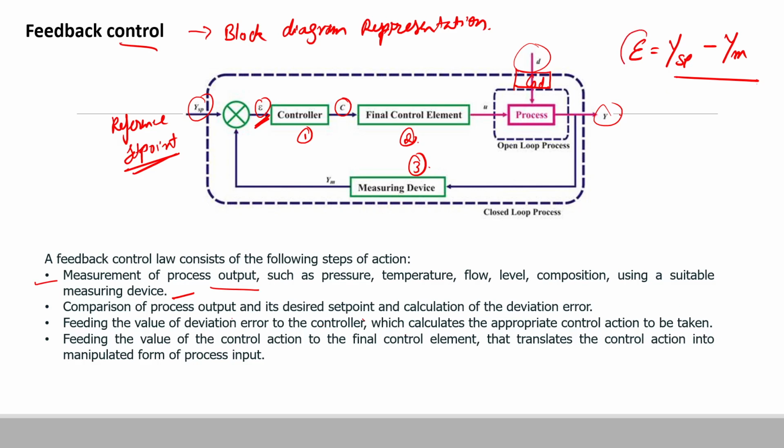So basically, on the basis of this error, what should be my control action, whether I should be increasing my manipulated input, and by how many units. All those variables are calculated by this controller, and this control action is fed to a final control element, which translates the control action into the manipulated form of the process input. This final control element is usually a control valve. So let's say if the control valve opens, the flow rate to the process might increase. That is basically the change in the manipulated input.